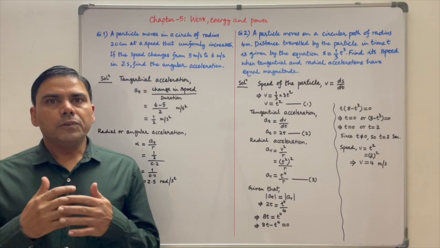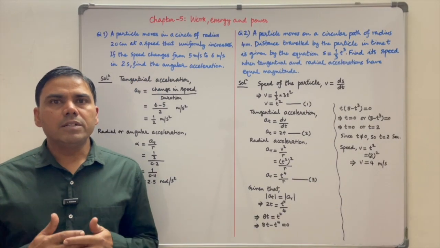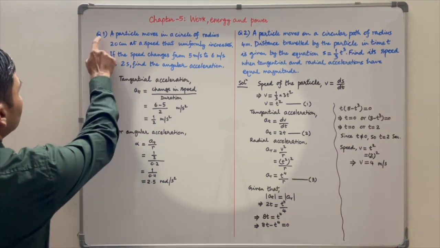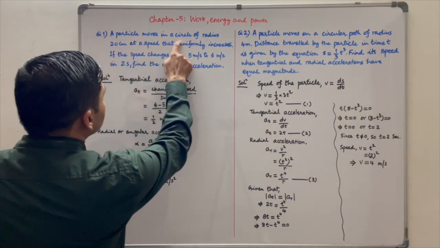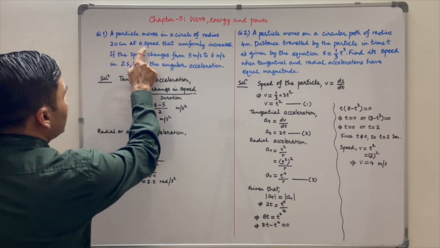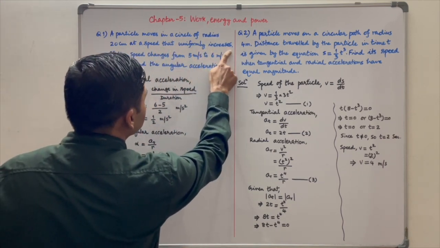Now let us solve a few questions based on what we have learned so far in circular motion. First question: a particle moves in a circle of radius 20 cm at a speed that uniformly increases.